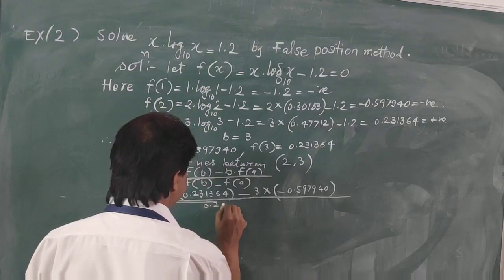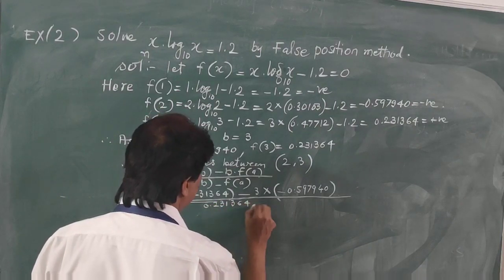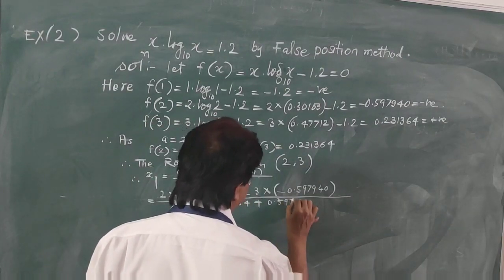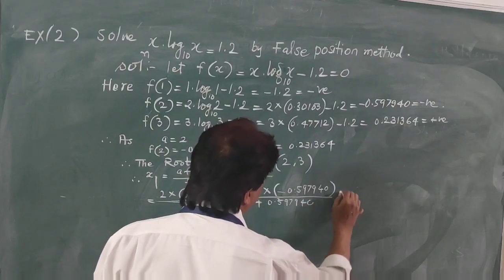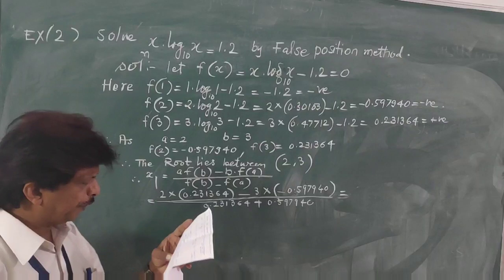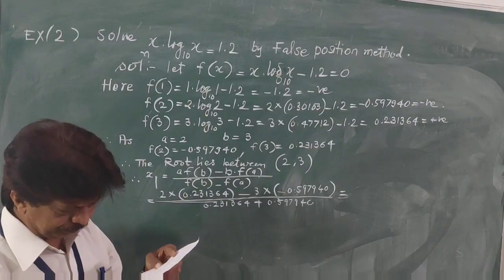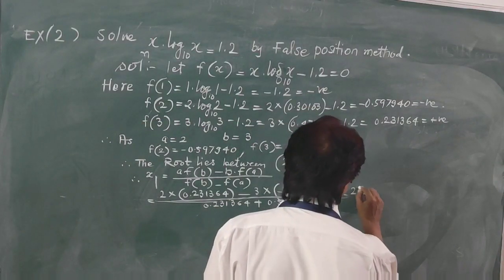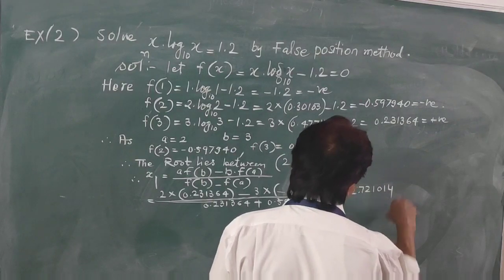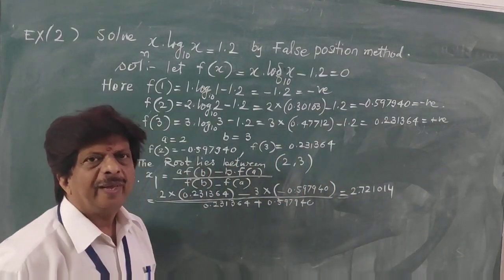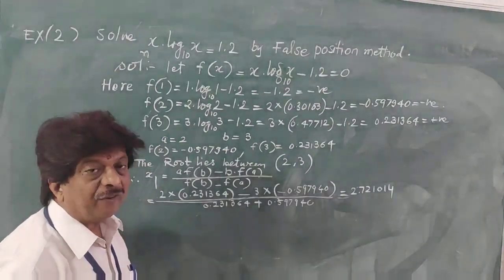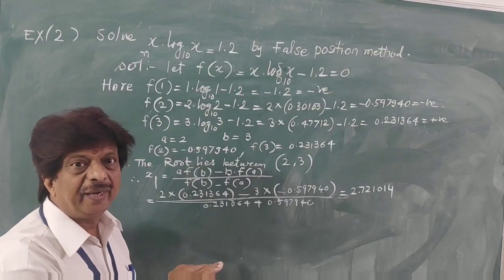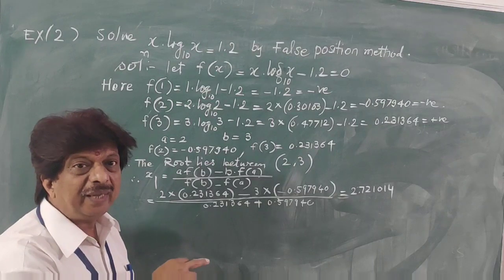So 0.231364 minus, this is again negative, so minus 0.597940. So the value of x1 is 2.721014. Note this value, x1 is this. After finding out x1 by this formula, a into f of b minus b into f of a upon f of b minus f of a, we would be determining f of this x1.